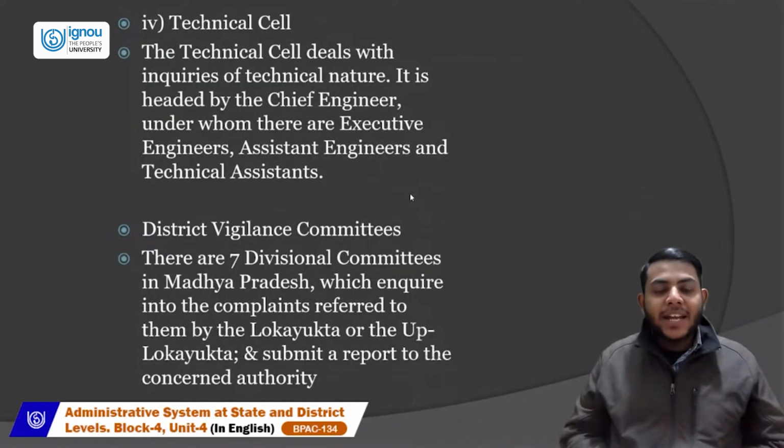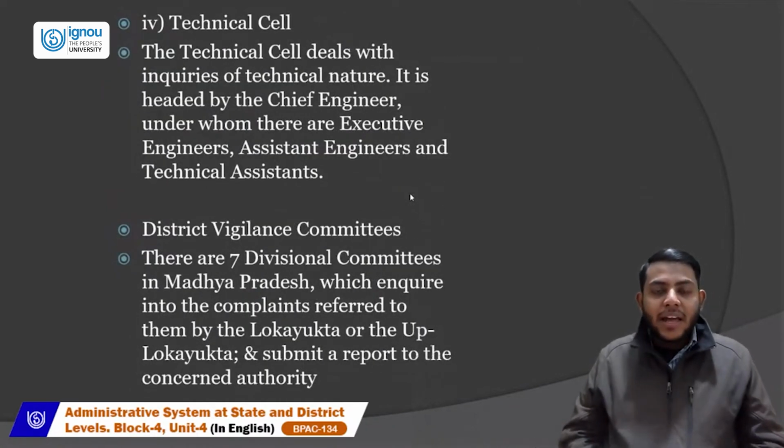And also there is a technical cell of the Lokayukt as well, which deals with inquiries of a technical nature. And this technical cell is headed by the chief engineer, under whom there are executive engineers, assistant engineers, and technical assistants. Also, there are district vigilance committees. So, there are 7 divisional committees in Madhya Pradesh which inquire into the complaints that are referred to them by the Lokayukt or the Up-Lokayukt. And afterwards, after inquiring, they submit a report to the concerned authority.